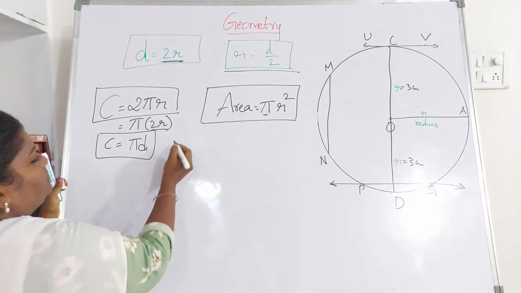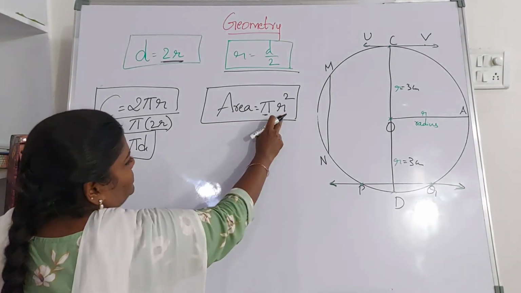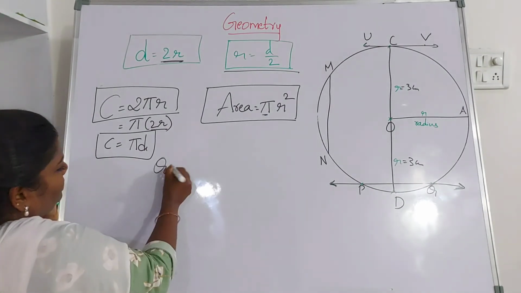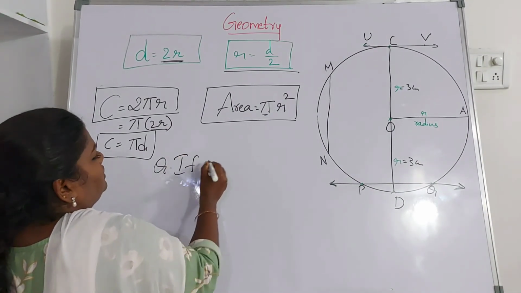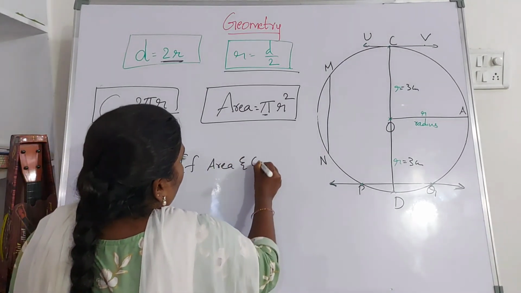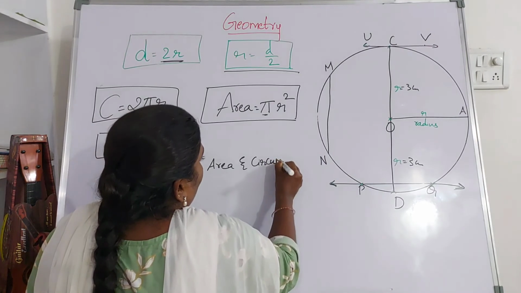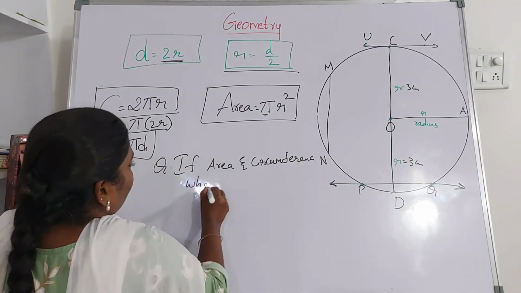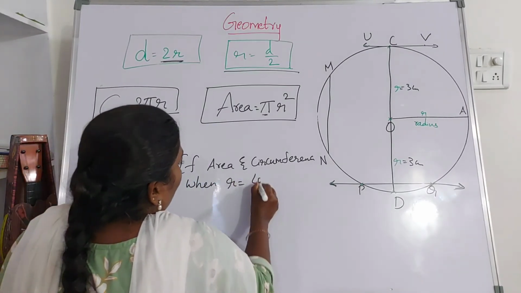Yes, so if at all a radius is given, you can find out area and also circumference. Find area and circumference when radius is equal to 4 centimeter.